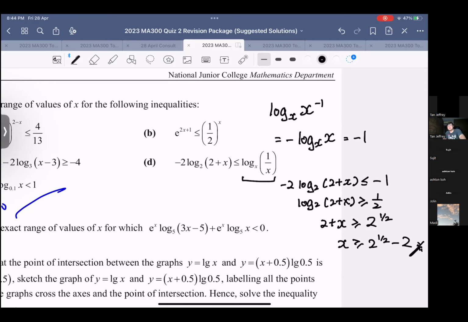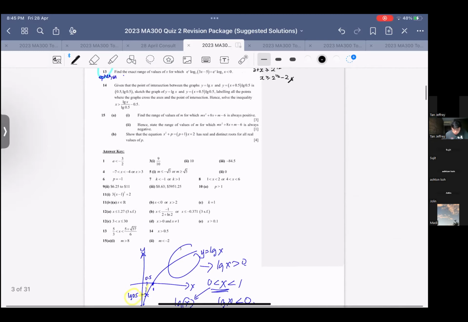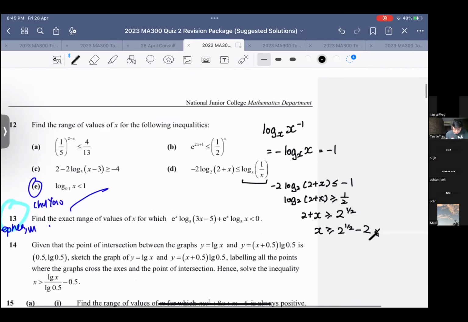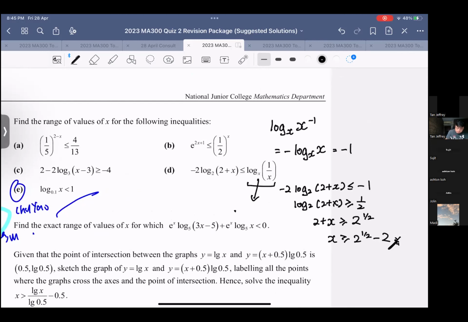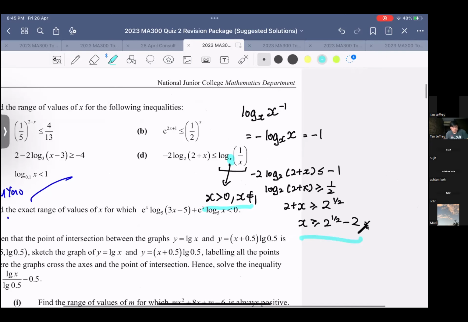That's it. Easy peasy. Very chill one. But the answer key says something else. It says x is more than 0 and x is not equal to 1. I think it's because x cannot be 0, and x cannot be equal to 1 because x has a base. Sorry, I missed this out. So this was another condition to consider. If you take the intersection, I think it will just be this answer.